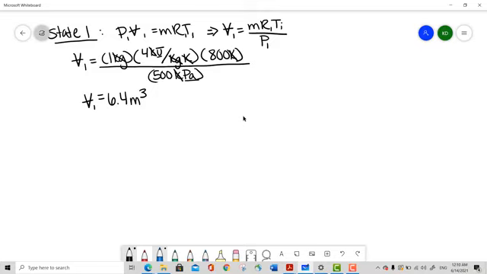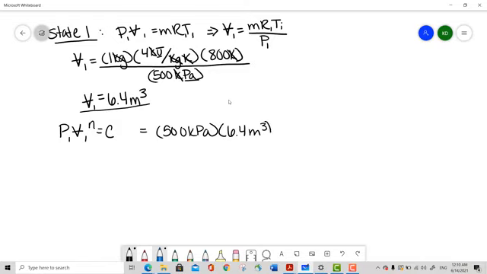Okay, so we have that. We have the volume at state 1. So now we've got P1, V1^n equals C, right? So we've got our formulas. We moved one over, and now we're going to use this one because we have PV. Okay. And so now we're just going to plug in 500 kilopascals times 6.4 meters cubed to the n, which is 1.5, equals, and then this works out to 0.4 kilojoules.